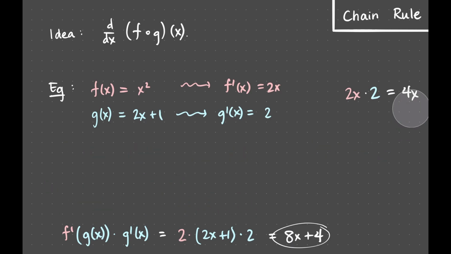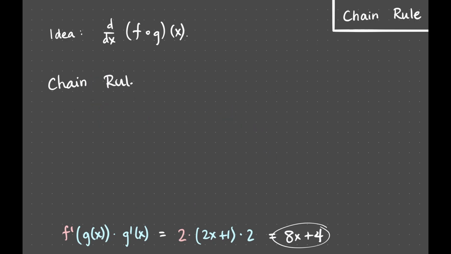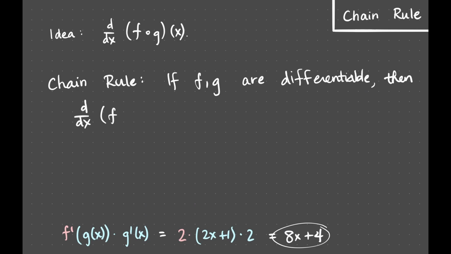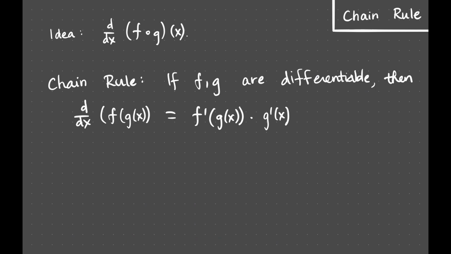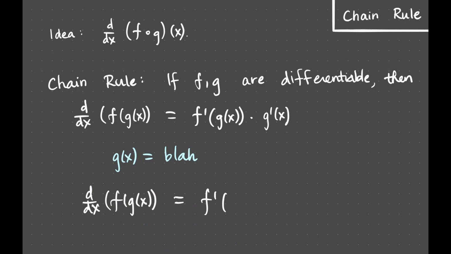All of this is summarized precisely by the statement of the chain rule. Specifically, if f and g are both differentiable, then the derivative of the composition f composed with g is given by f prime applied to g of x times g prime of x. One way of thinking about the expression that appears on the right-hand side is by thinking of the inside function as just blah. Then, the derivative of the composition is given by the derivative of the outside function applied to blah times the derivative of blah itself.